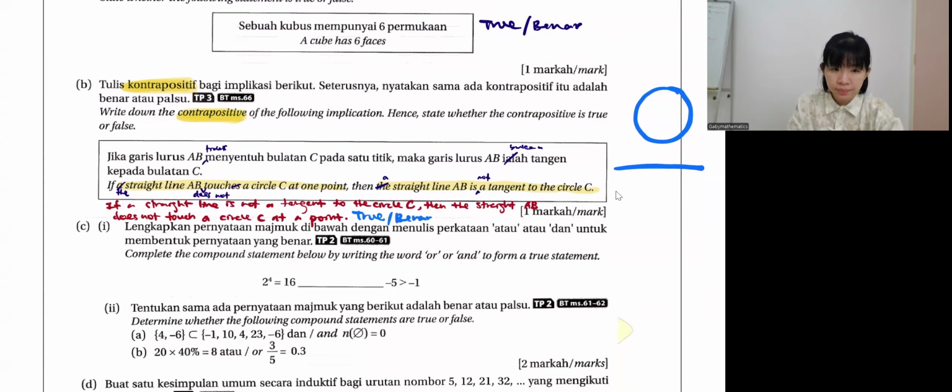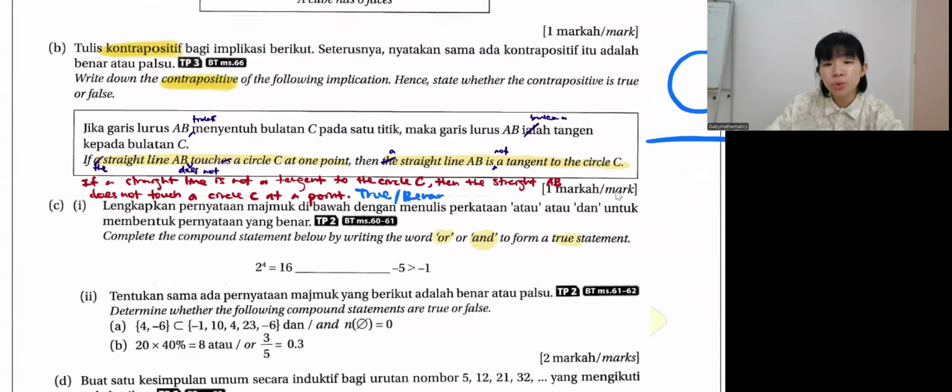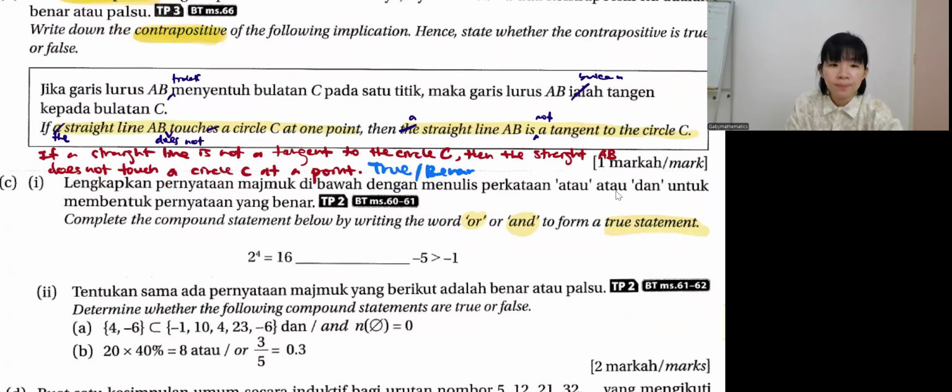Okay, so now part C. Number 1. Complete the compound statement using O or N to form a true statement. So guys, N or O? We're going to check. First one, 2 to the power of 4 equals 16. This one is true. -5 more than -1? No, -5 is smaller than -1. So if I want to make it a true statement, we should use N or O. So you have to use O, atau. Yes, if you use O, as long as you got one correct, it's still correct.